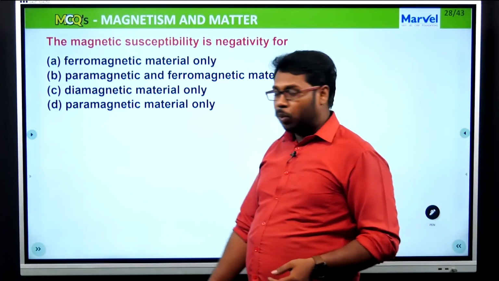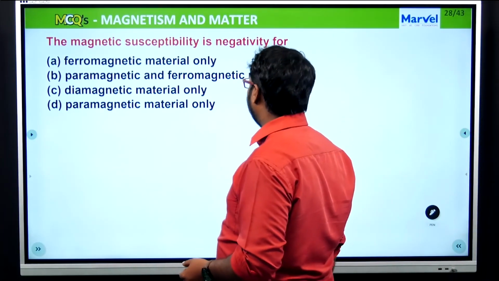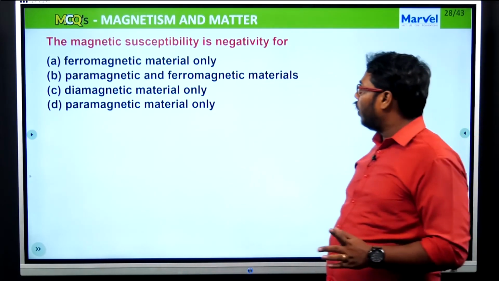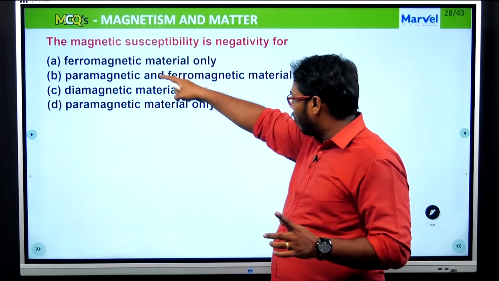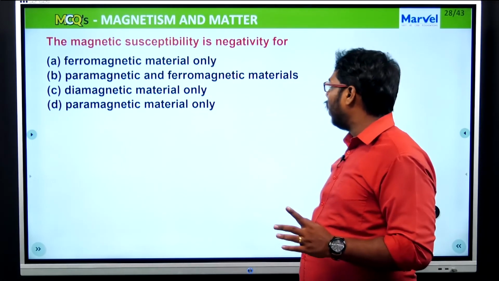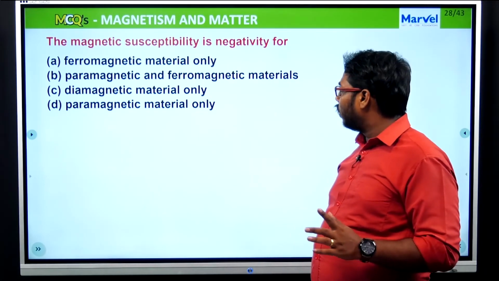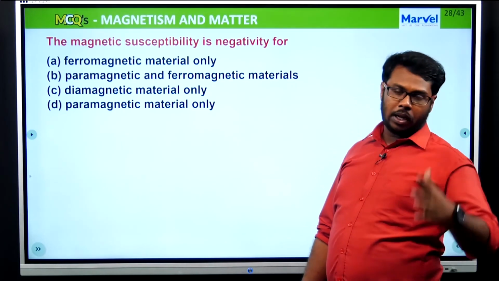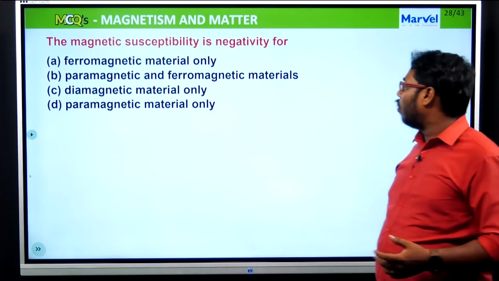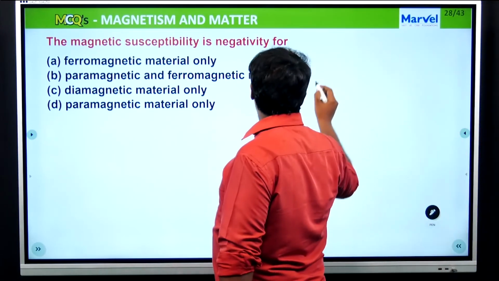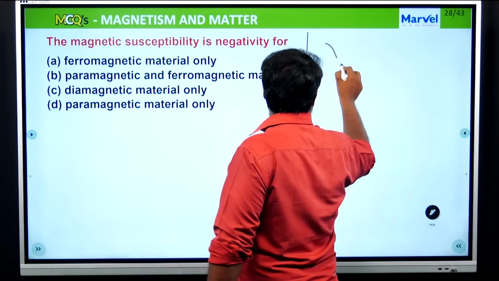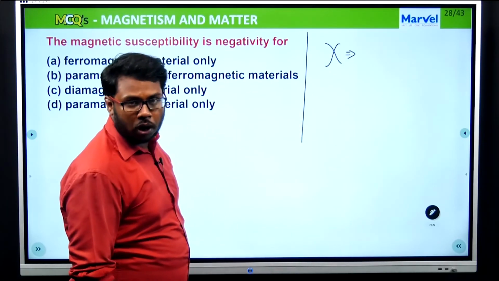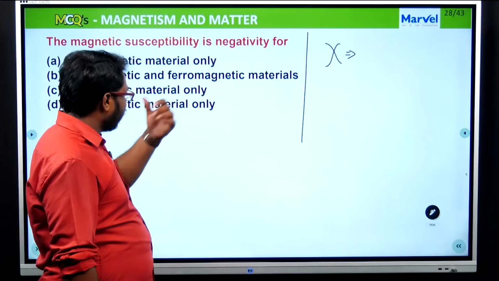It's a theoretical question. The magnetic susceptibility is negative for: here we have a ferromagnetic material, a paramagnetic material and a diamagnetic material. So the question is, which among these three materials will have the negative susceptibility? Okay, so now listen. Chi is the symbol that is used to represent the magnetic susceptibility.